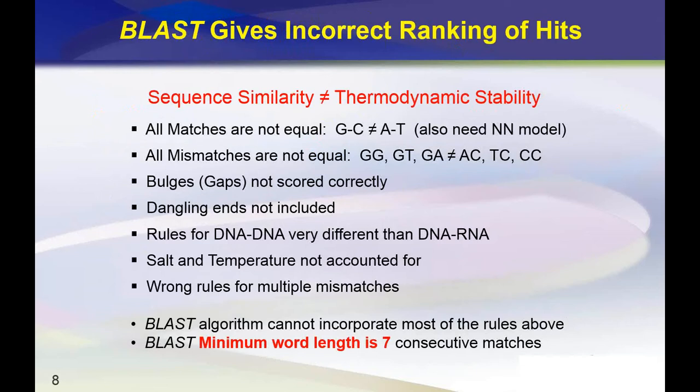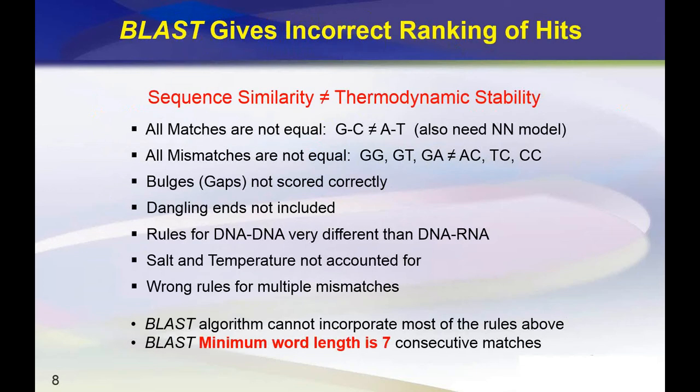Another problem is that BLAST scores all mismatches as if they're the same. So BLAST does not understand that some mismatches are stabilizing, such as GG, GT, and GA mismatches, which are all thermodynamically stable, versus mismatches that are destabilizing, like AC, TC, and CC. And these range over a factor of over 1,000 in equilibrium constant. So it's a big effect that not all mismatches are the same. Furthermore, BLAST uses an incorrect model for bulges. Well, it's the correct model for the gaps that are found in a split alignment, but it's incorrect if you're doing it for complementarity with bulges.